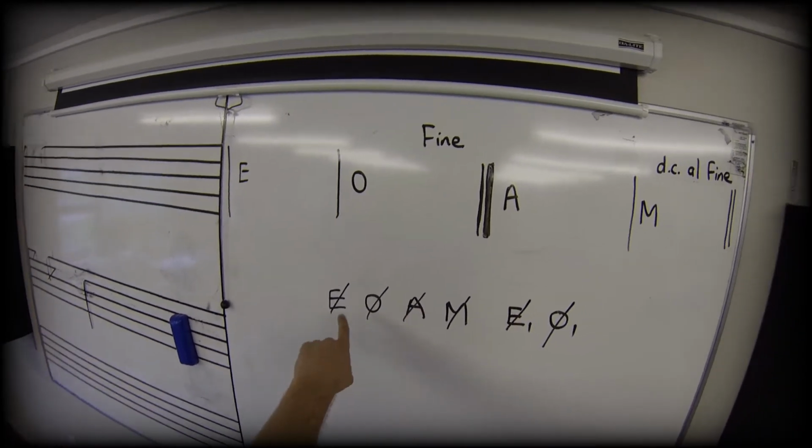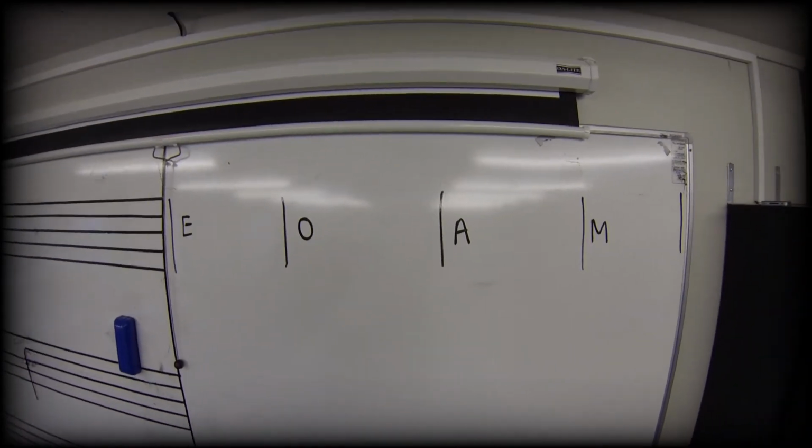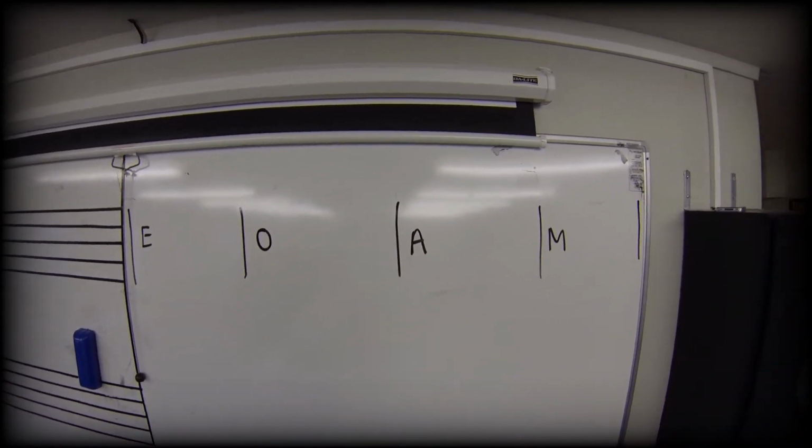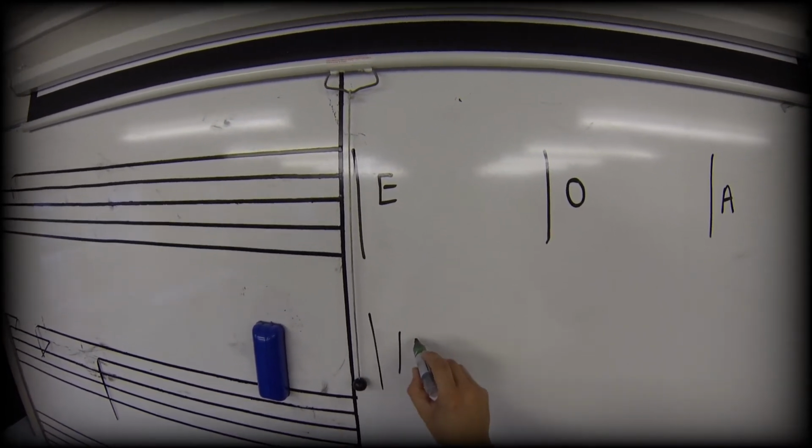So I got E, O, A, M, E1, O1 and finish. So let's now set up a DC al coda. So I'm going to set up my bar 5, which is going to be our coda.